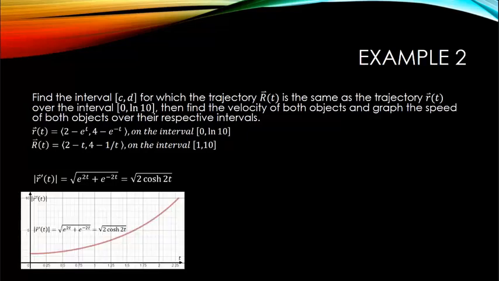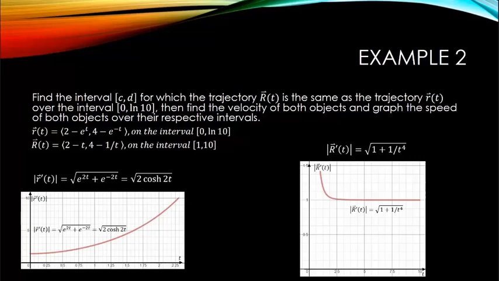The speed of little r of t graphs like the right half of a shallow upward opening parabola that begins at the vertical axis. The speed of capital R of t graphs as a function entirely in the first quadrant, decreasing from 0 to about 2.5, and then it behaves like a horizontal line at the vertical value of 1 as t increases without bound.